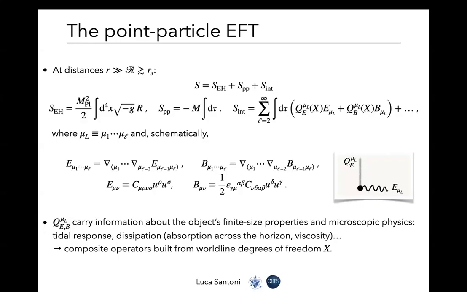E and B are the electric and magnetic components of the Weyl tensor. I will be focusing on gravity, so no scalar field and no spin one. This is just gravitational perturbations. And Q_E, Q_B, you can think of them as carrying all the information about these interactions. So they can be composite operators depending in a very complicated way on the internal degrees of freedom and so on. Think of the hydrogen atom. If you have a hydrogen atom and you send in some photon, this photon can be absorbed.